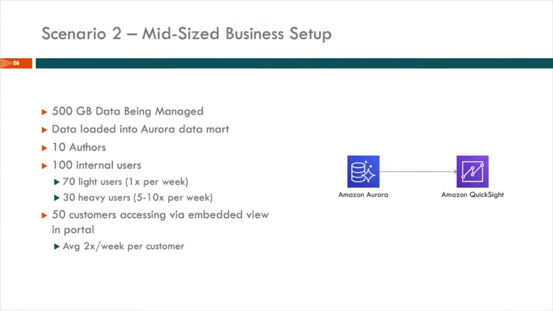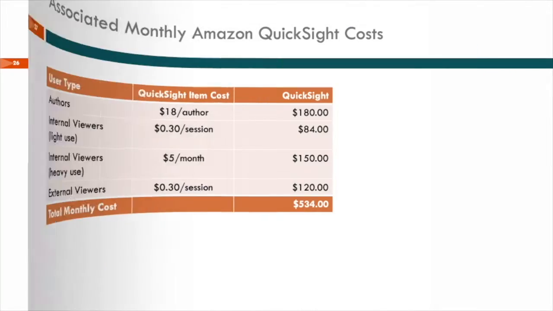If we take a look at midsize, let's say we've got about 0.5 terabyte of data. We're loading it into Amazon Aurora as a data mart, doing some stuff with it. We've got maybe 10 authors, people who are really going in and creating dashboards, but about 100 users, 70 of them light users, 30 of them heavy. But we've also got some external customers. We've got about 50 of them who have something embedded in a portal, and they're looking at it maybe 2 times a week per customer. So that's not an unreasonable scenario.